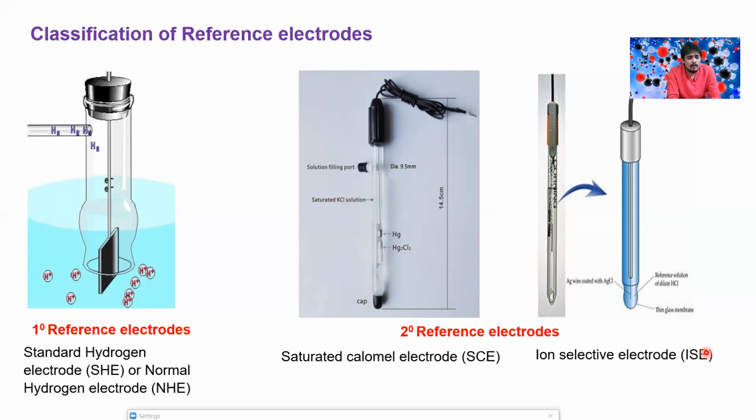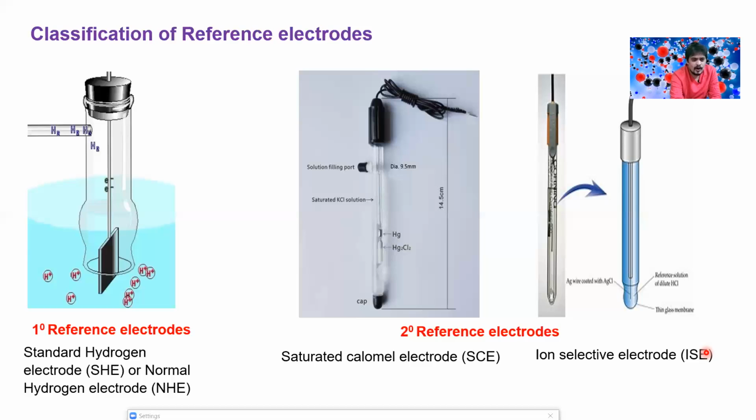Now, among the primary and secondary reference electrodes, secondary reference electrodes are quite commonly and widely used. This is due to the fact that primary reference electrodes are gas electrodes, and it is not easy to handle the gases. Since it is not easy to handle gases, we do not use these primary reference electrodes most widely. That is the reason secondary reference electrodes are used widely. I hope you got it.